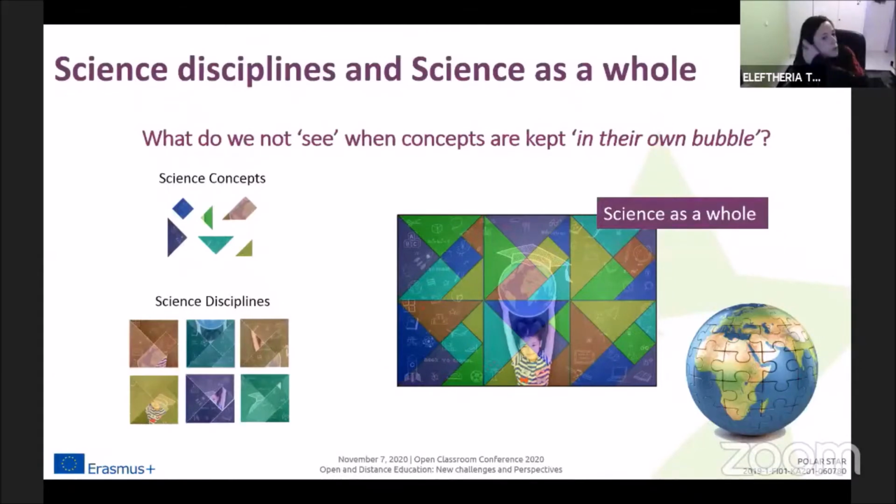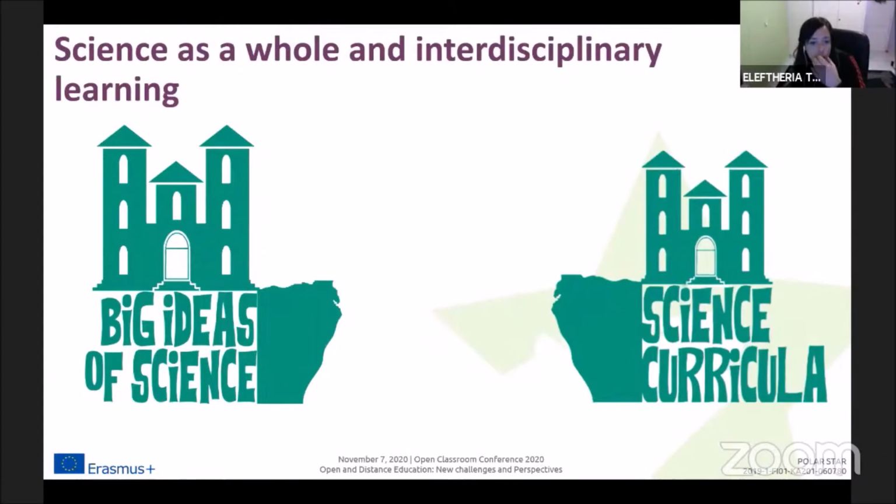So what we're trying to do with science as a whole is, regardless of whether your educational system focuses on science disciplines separately or not, to make sure that our students understand the bigger picture behind all science disciplines. And we're basically doing that through the big ideas of science. So on one hand, we have the science curricula, which is all the different small things that we teach our students. And on the other hand, we have the big ideas of science, which are 8 super big and abstract ideas, which are the core concepts that we want our students to remember.